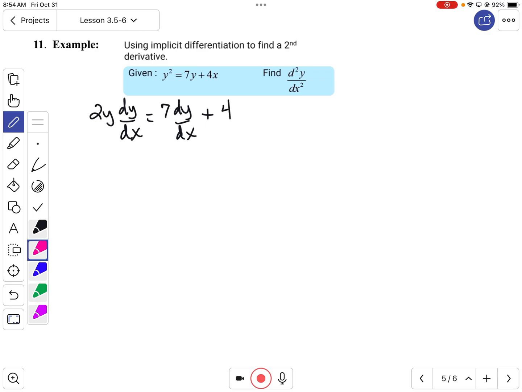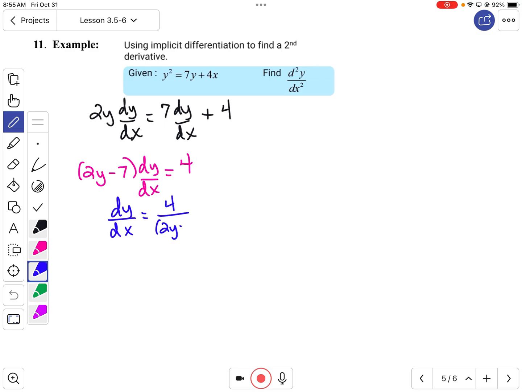Okay, I'm going to pull all my dy/dx terms over, so that's going to give me 2y minus 7 times dy/dx is equal to 4. Right? And then I'm going to divide by 2y minus 7. So dy/dx is 4 over 2y minus 7. Okay? So do we agree with that?